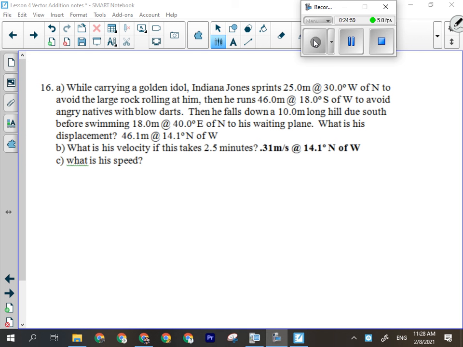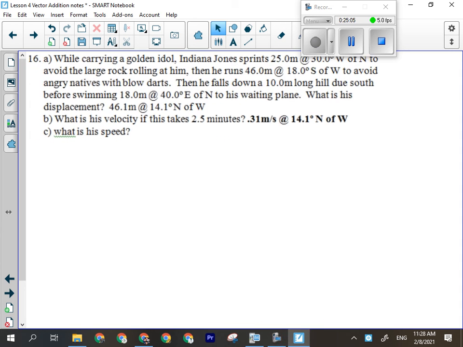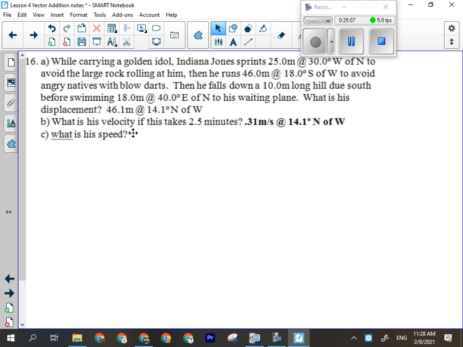So he sprints 25 meters at 30 degrees west of north, first off, to avoid the large rock that is rolling towards him. So we got west of north, so here's my reference line, north. And we're going 30 degrees west of that, and that's 25 meters long. Here's X, here's Y.